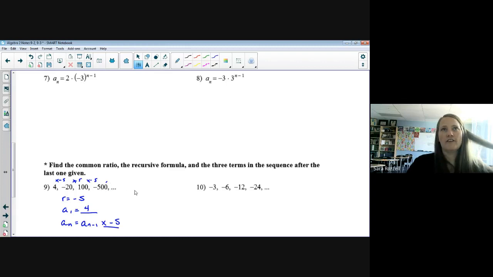Could y'all find the next 3 terms in this sequence without a problem? We good on that? We don't have to do that? Times negative 5 times negative 5? Okay. So recursive is fine?